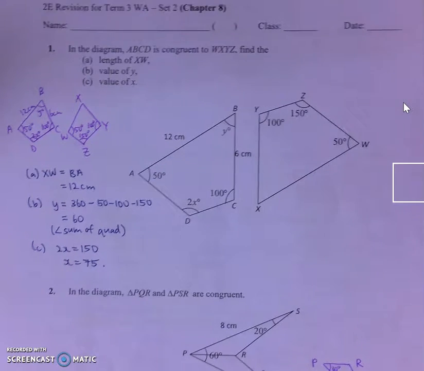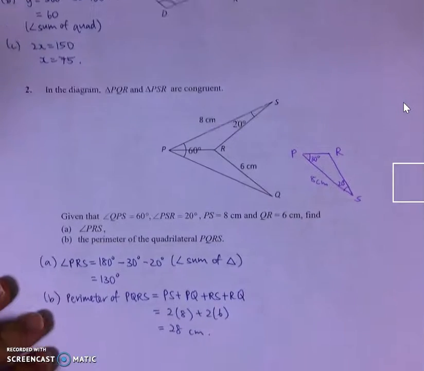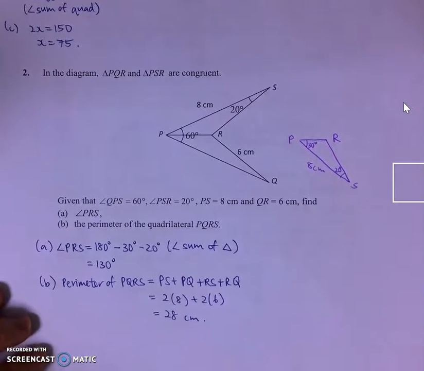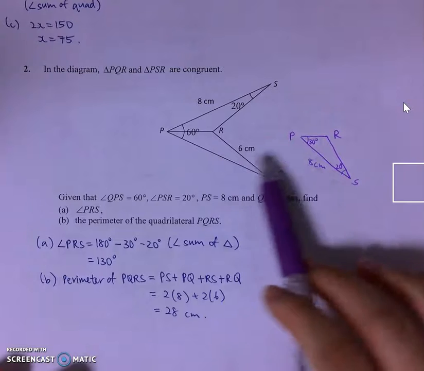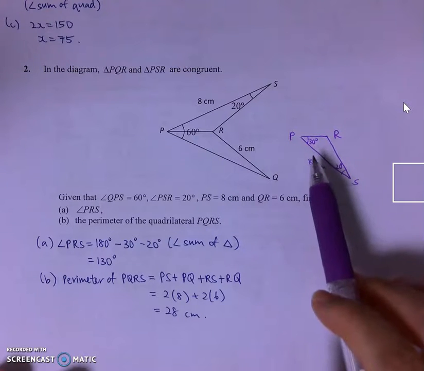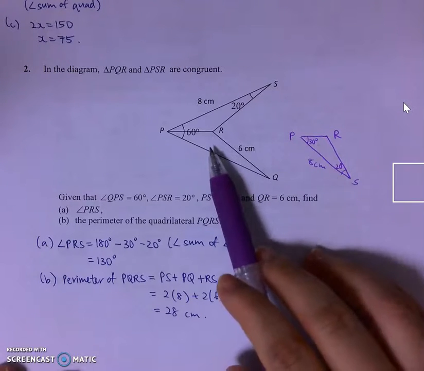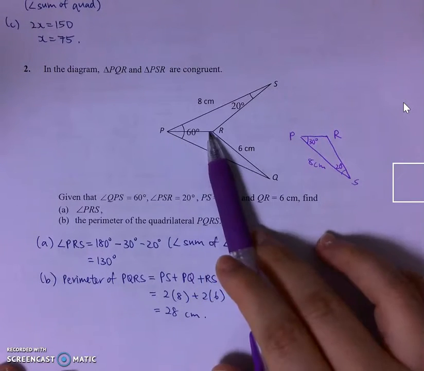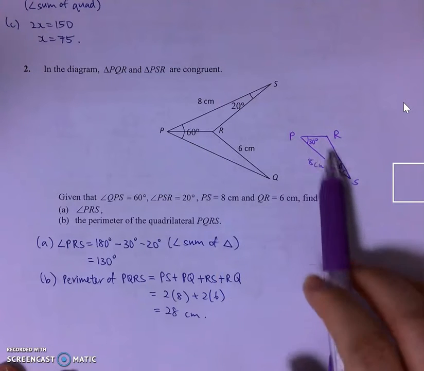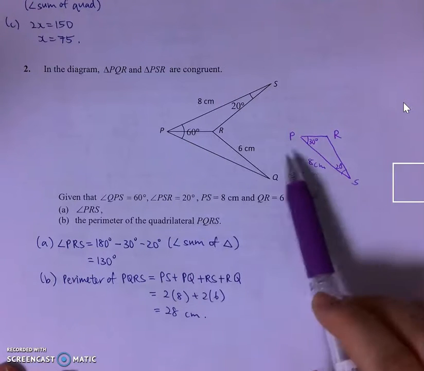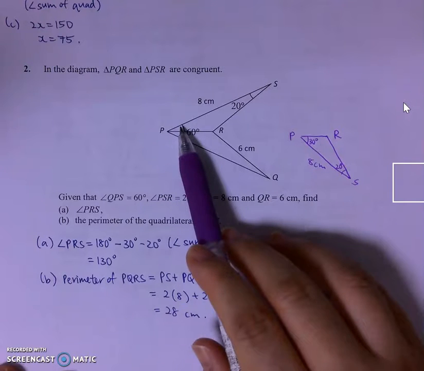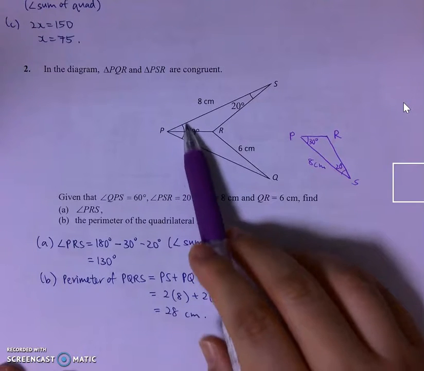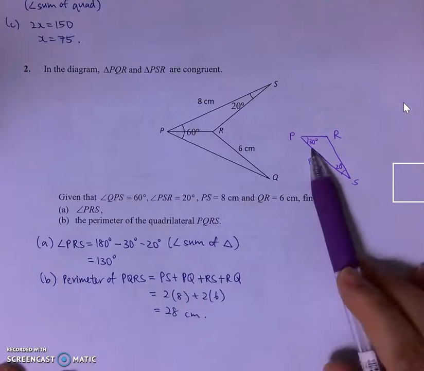For question 2, similarly, we also have two triangles that are congruent. So what we can do is to draw the two triangles in the same orientation. So what I did here was I let PQR stay and I drew PSR out and then put in the information that I have. These two angles are the same, so they are 30 each. That's what we have here.